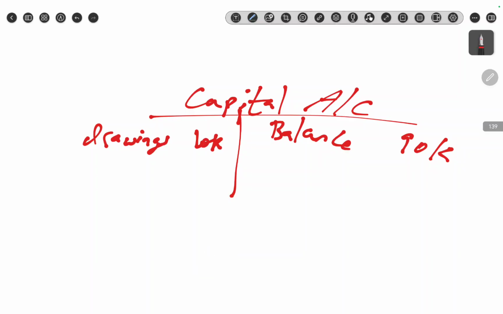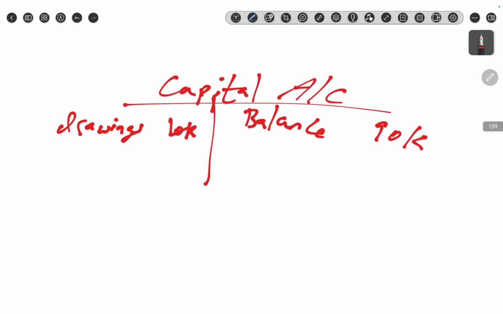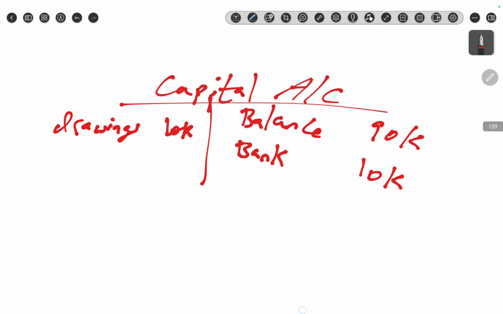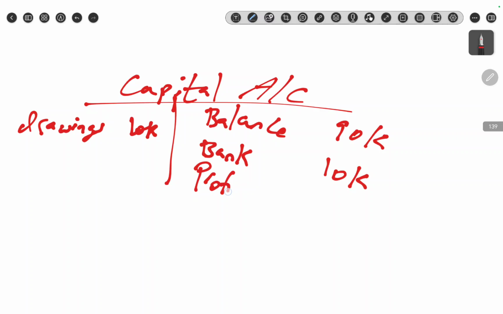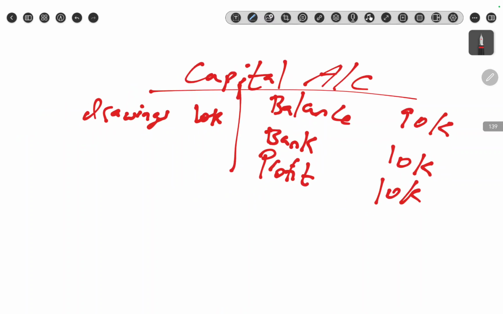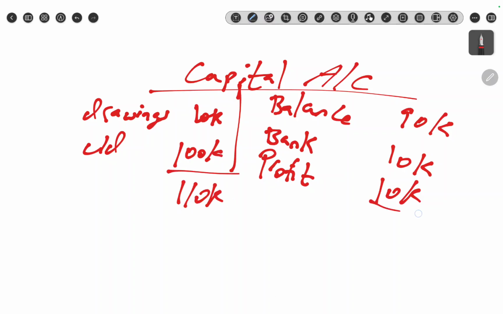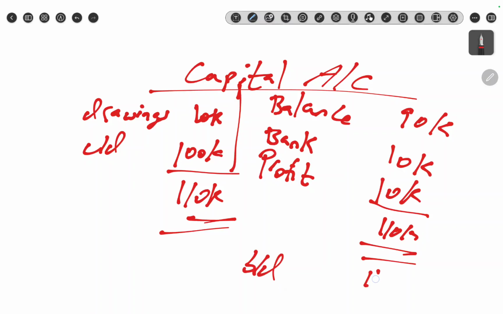Okay, 10,000. And any additional capital, say I added money into the business, bank 10,000. And profit for the year as well. So if I make a profit of 10,000 again, now what do we do? We just balance it. The closing figure is going to be 100,000, and then we total it, 110,000 and 110,000, and then we bring it down, 110,000.